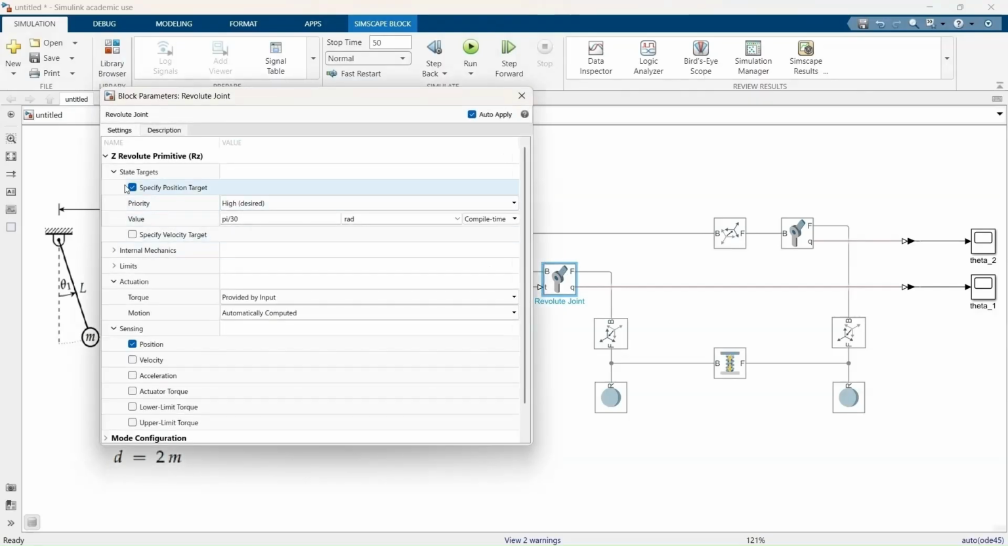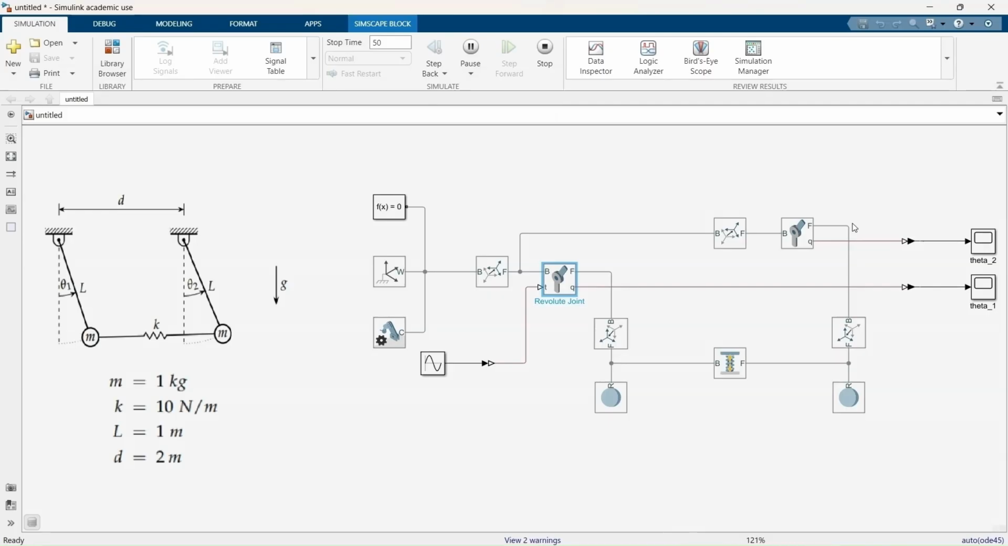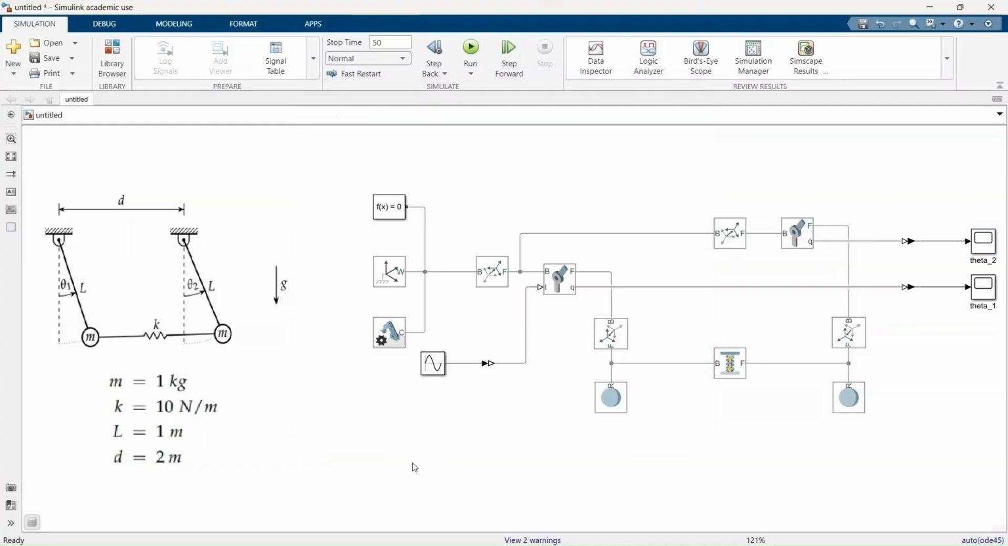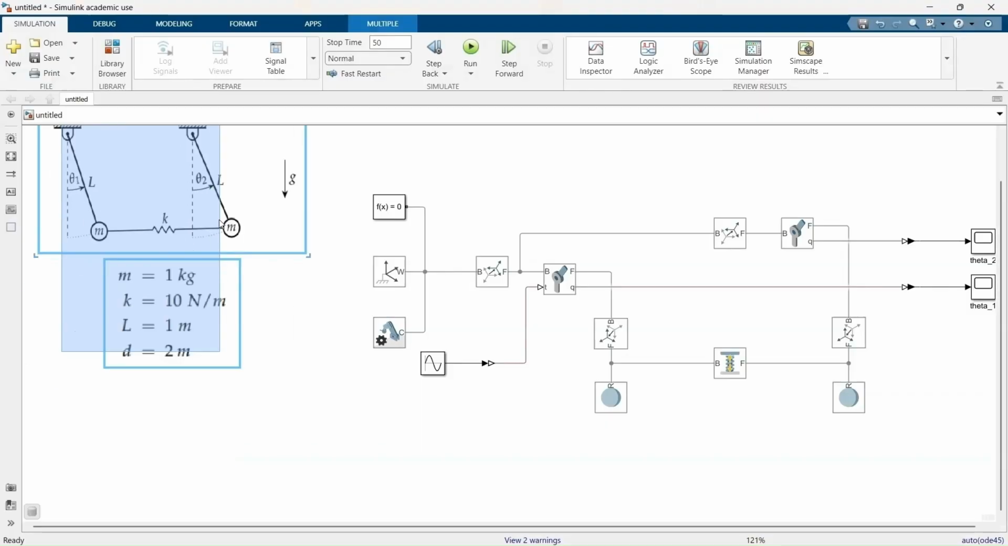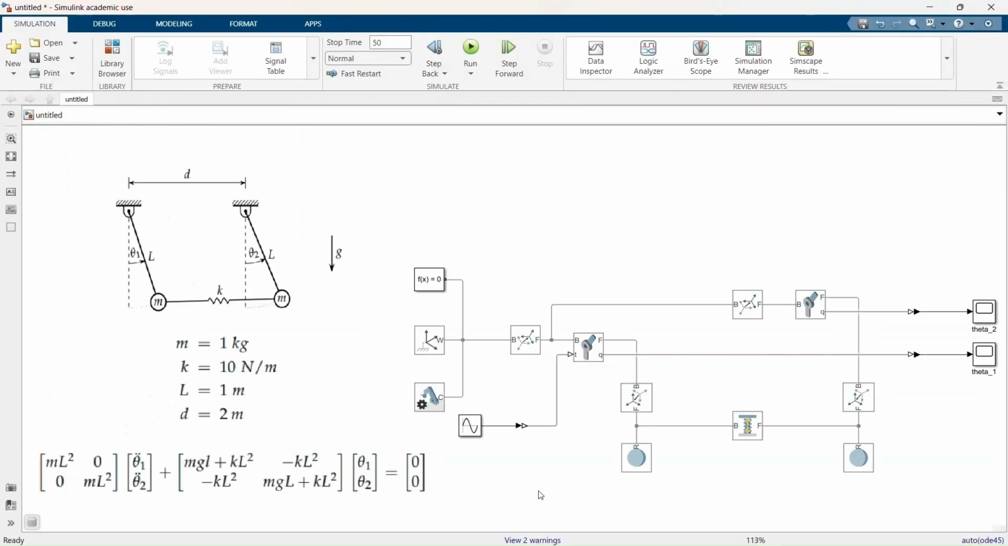I'll turn off the initial condition. Let's see. I think it would be better to verify the responses with the mathematical model. In this case, I'm going to use the linearized equations of motion. And I'll build this model using a state space block.